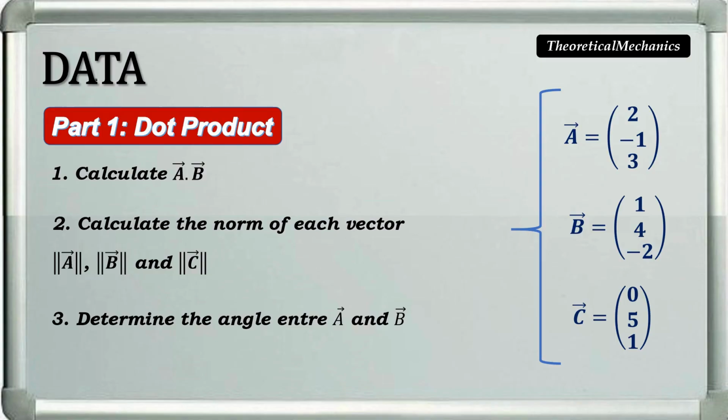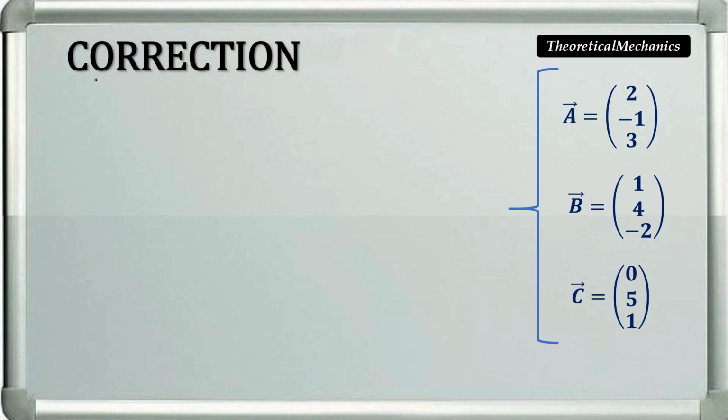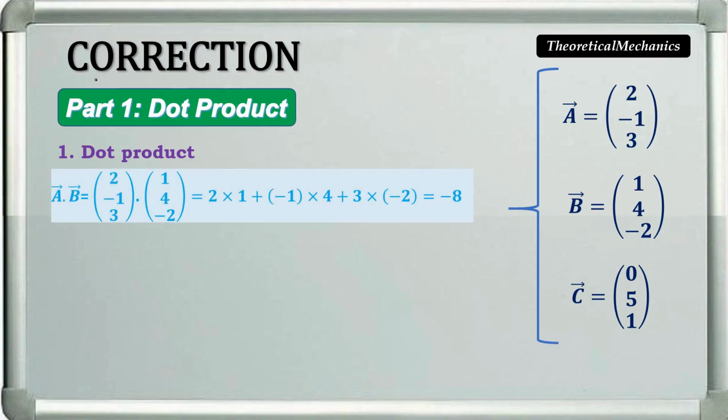Let's begin with the calculations. Now, let's move to the solutions. First, the dot product of vectors A and B. We compute it by multiplying the corresponding components and then adding the results together. After performing the calculations, we obtain A dot B equals minus 8.